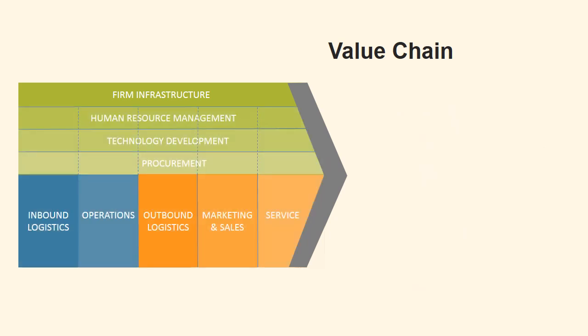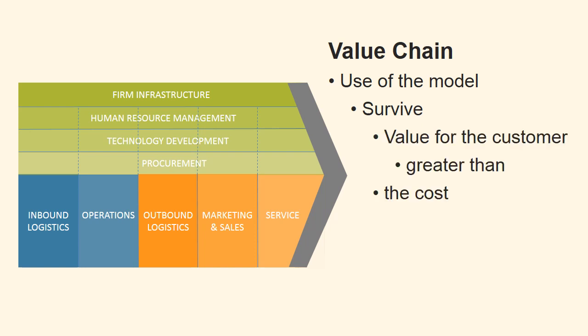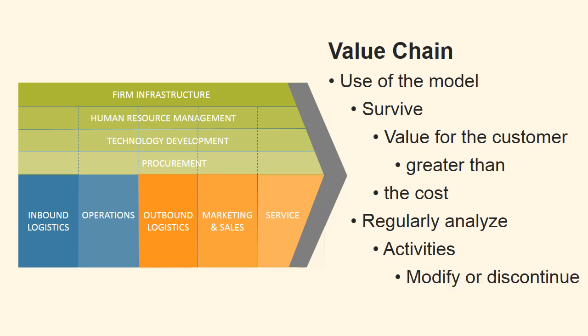Now follows a brief explanation of how you can use the model in practice. If the manufacturer of a product is going to have a profit and survive, the total value of the product for the customer has to be greater than the cost of creating the product. Therefore, you should regularly review the 9 activities and analyze if the individual activities carried out give more value to the customer than the cost they accumulate. If you find areas or points where you cannot answer yes, then you should modify or discontinue these activities. You thereby continuously improve your company's competitiveness.